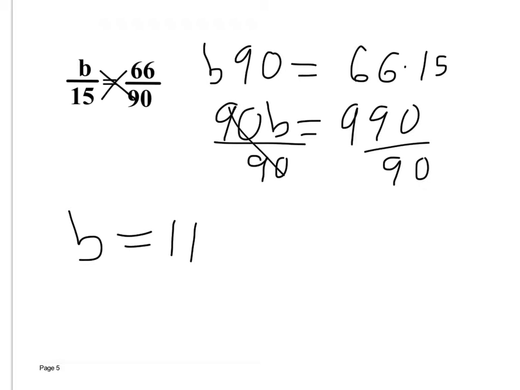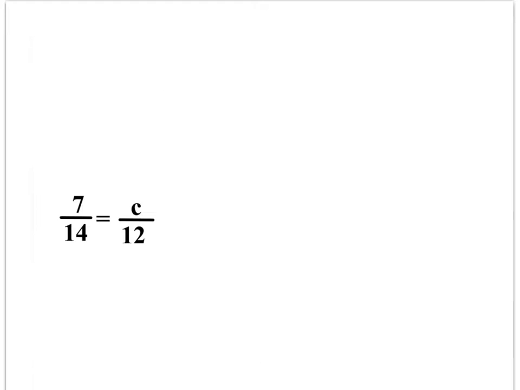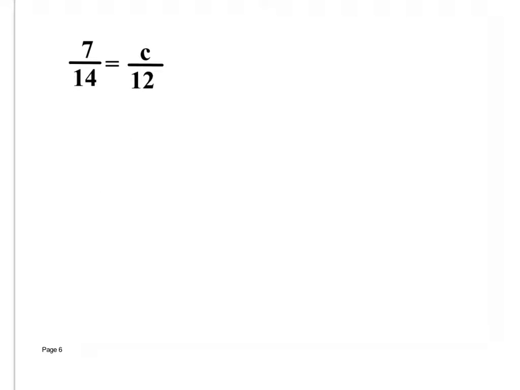Now I can check this. I plug in 11 for B and I see if 66 over 90 reduces to 11 over 15. If I take 6 out of 66, I get 11. If I take 6 out of 90, I get 15. So that's why B had to be 11. So there's my answer.